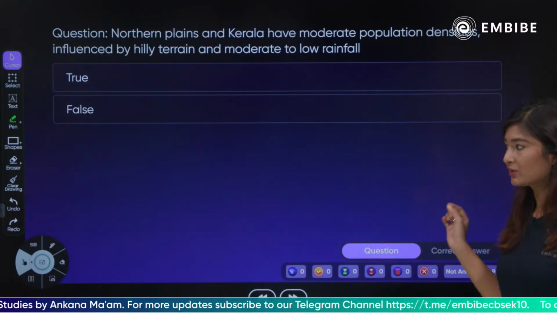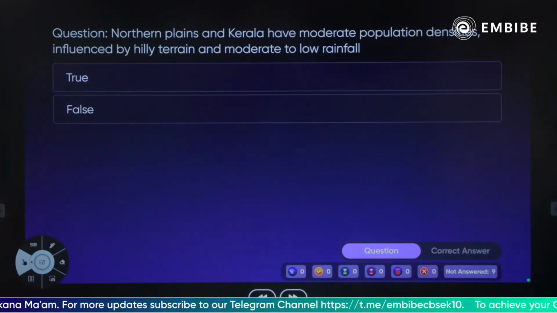So are we able to understand that flat plains, fertile soil, abundant rainfall, a lot of geographical factors matter. So let's quickly answer this question. Northern plains and Kerala have moderate population densities influenced by hilly terrain and moderate to low rainfall. Is this true or is this false?